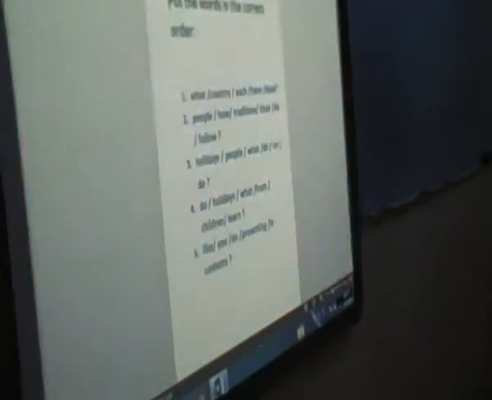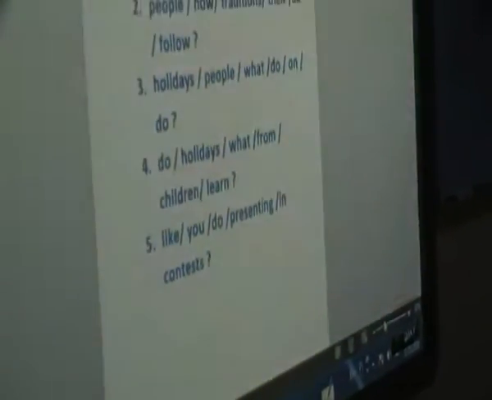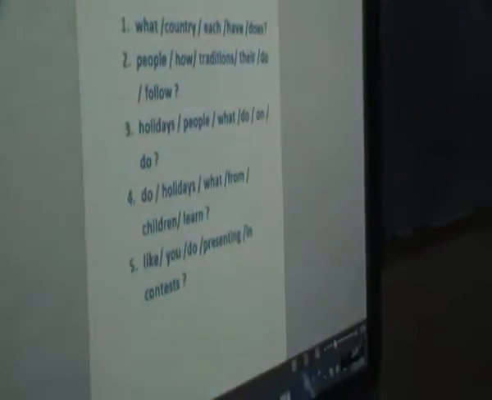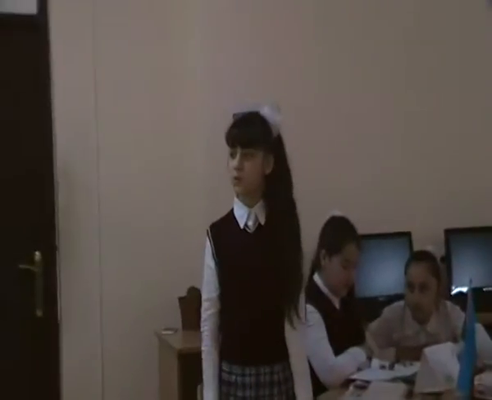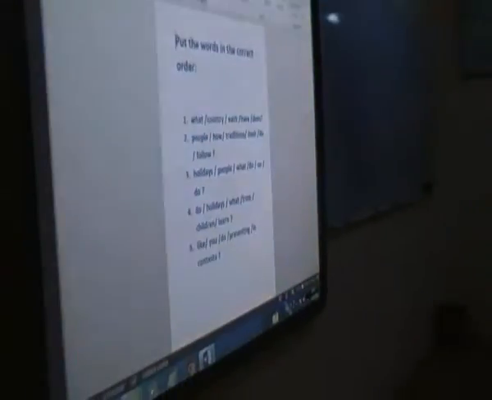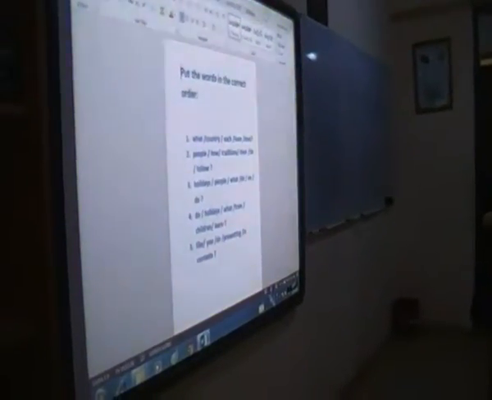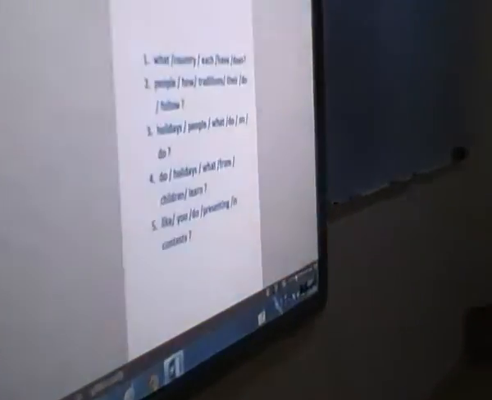Okay, the third one, who can say? You, Taimur. What do people do on holiday? Yes. What do people do on holidays? And the last one. Please look attentively. You. What do children learn from holidays? Yes. And the last one. Please look attentively. Nobody? You can. Do you like presenting in contests? Yes. Do you like presenting in contests? Yes. Sit down, please.